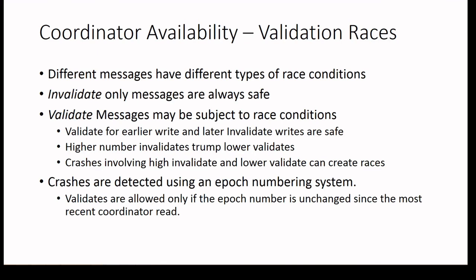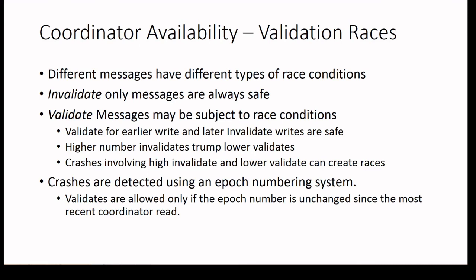They have different kinds of messages which can create different race condition scenarios. There are two kinds of messages that coordinators deal with: invalidate messages and validate messages. Communications involving invalidate messages are always safe, but communications involving validate messages may be subject to race conditions. But even still, there are some combinations of validate messages that are always safe.